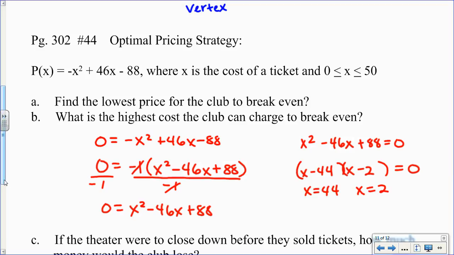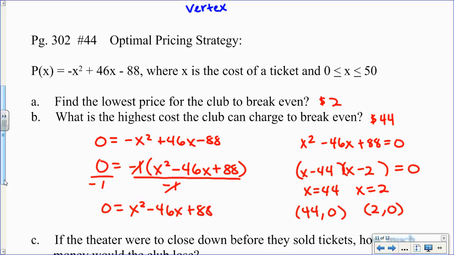So back to the proper notation we just saw, these are the roots, solutions, and zeros. Right here, x minus 44, x minus 2, those are the factors. But the x-intercepts are the ordered pairs. Okay, so now I can answer A and B. The lowest price for the club to break even would be 2, and we're talking about price, so $2. And then the highest, 44. Good, $44.